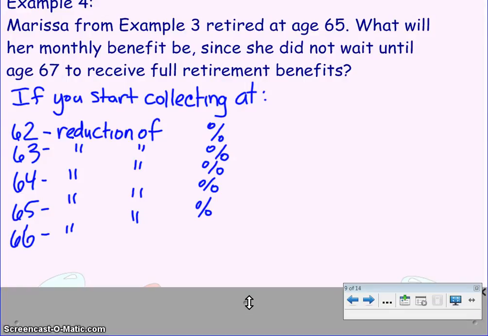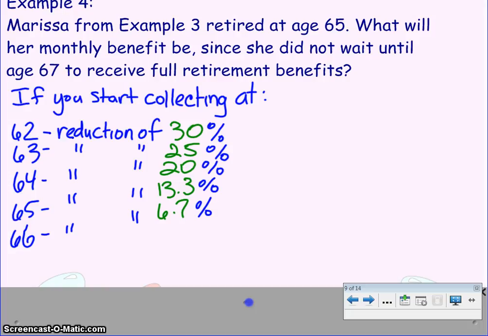If you start collecting at the age of 62, there will be a reduction of 30% on your check. At 63, it's a reduction of 25%. 64 is a reduction of 20%. 65 is a reduction of 13.3%. And 66 is a reduction of 6.7%.